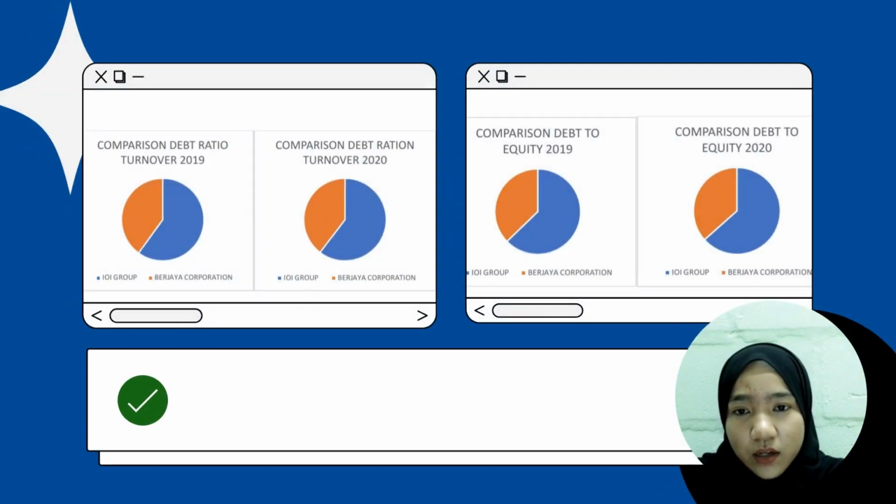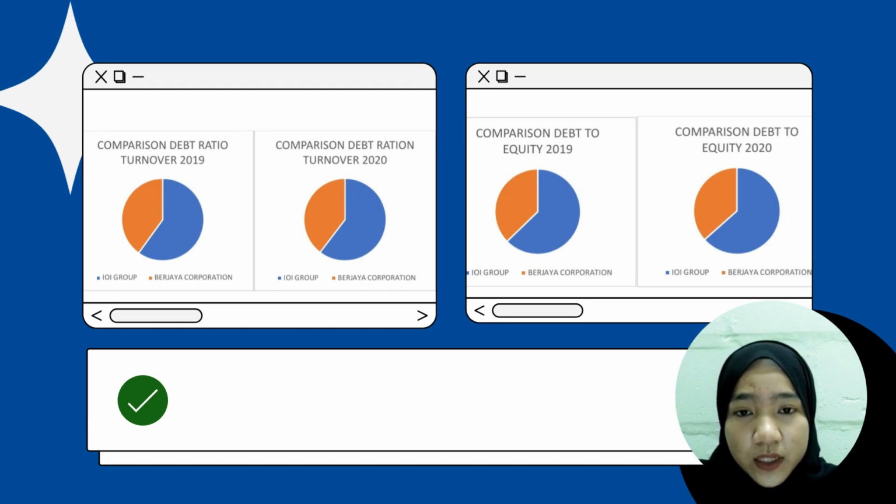In 2019, the IOI Group has debt ratio of 0.268% higher than Berjaya Corporation, which is 0.179% in 2019. In 2020, the IOI Group will still have a higher debt ratio of 0.285% higher than Berjaya Corporation, which is 0.187%.